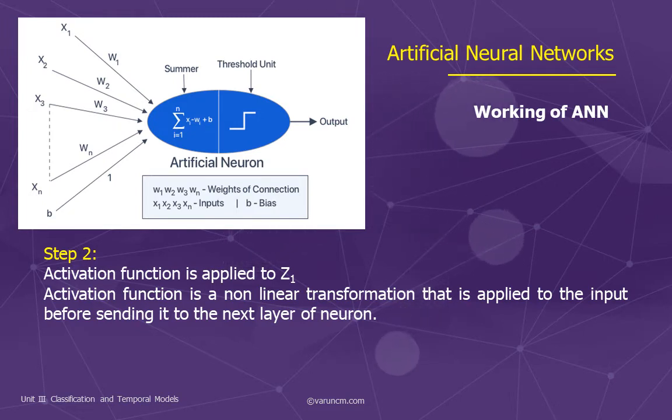What is this activation function? The activation function is a non-linear transformation that is applied to the input before sending it to the next layer of neurons. So it is the non-linear transformation that you apply over the product which is available, before sending it to the next layer or the output layer. Let us move to the next step.